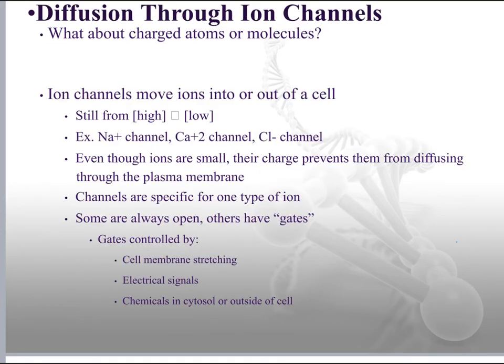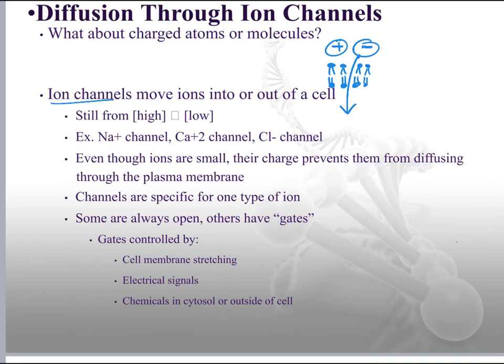Okay, diffusion through ion channels. What about charged atoms or molecules? Things with charges, plus or minus charges, trying to get through plasma membranes, it's difficult, okay? They're going to need some help, right? They can't just diffuse through this. So how are we going to get these charged particles through the membrane?